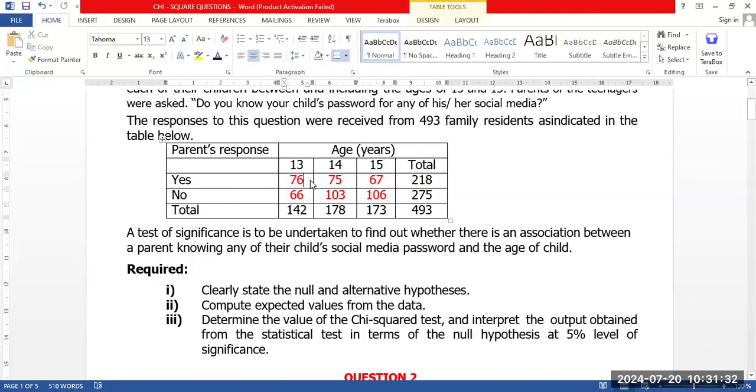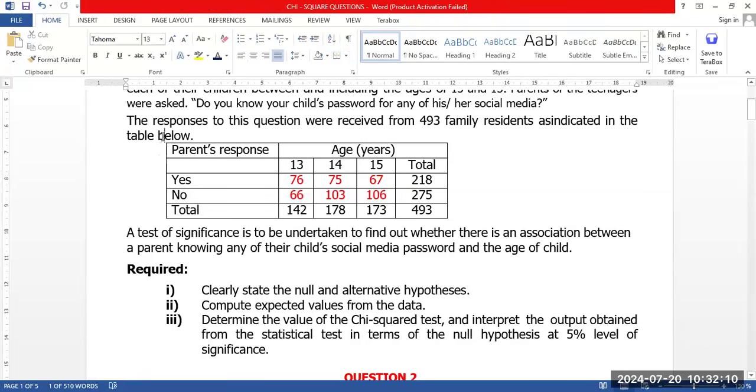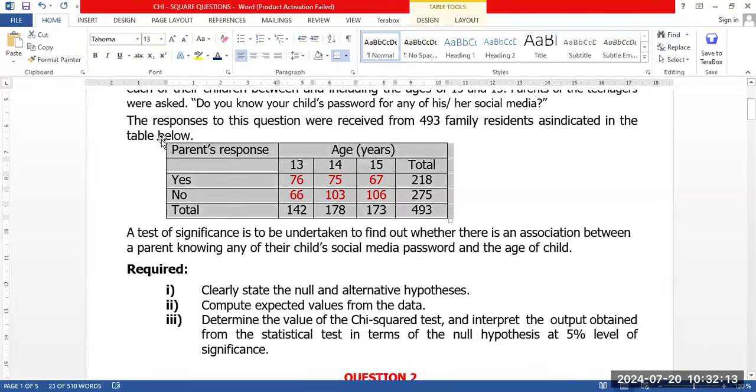So on every observed value, there is what you expected. How are you going to get the expected value here? That's what we are trying to find out.